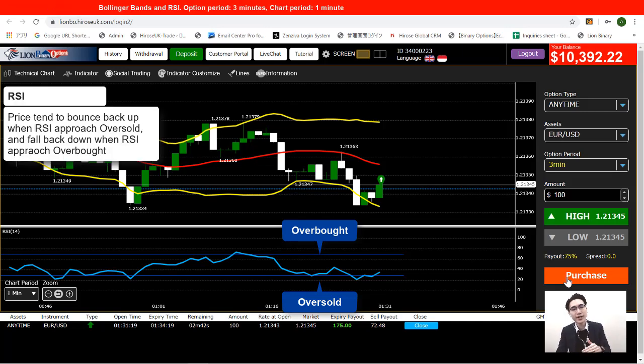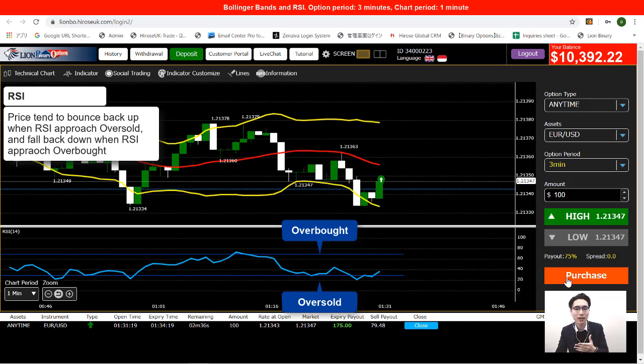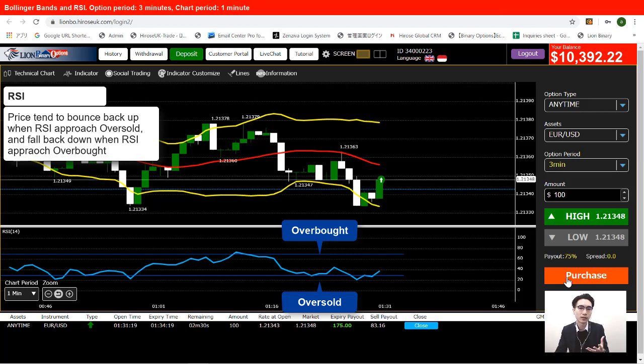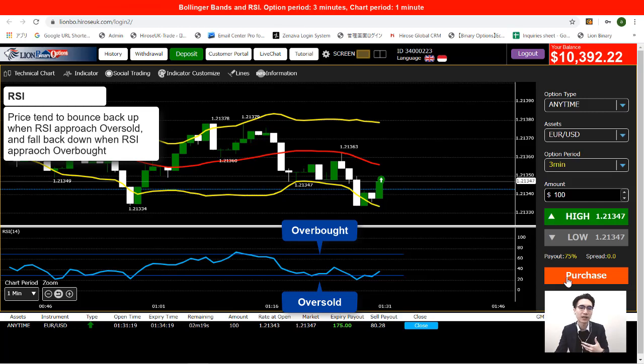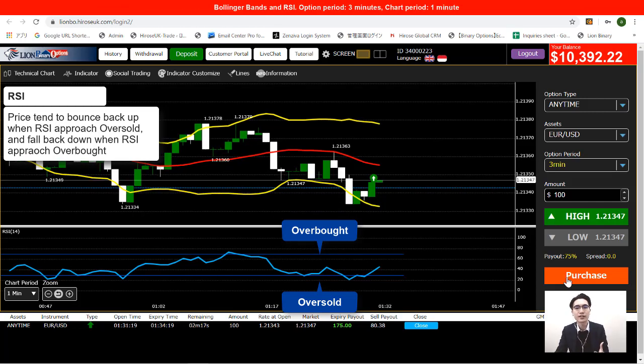So when price approaches oversold, it tends to bounce back up. Or on the other hand, if the price is approaching the overbought, which is the one on the top, then the price tends to bounce back down. So that's why I would suggest you use the RSI in a range market, because personally I think it's more suitable for range market trading.